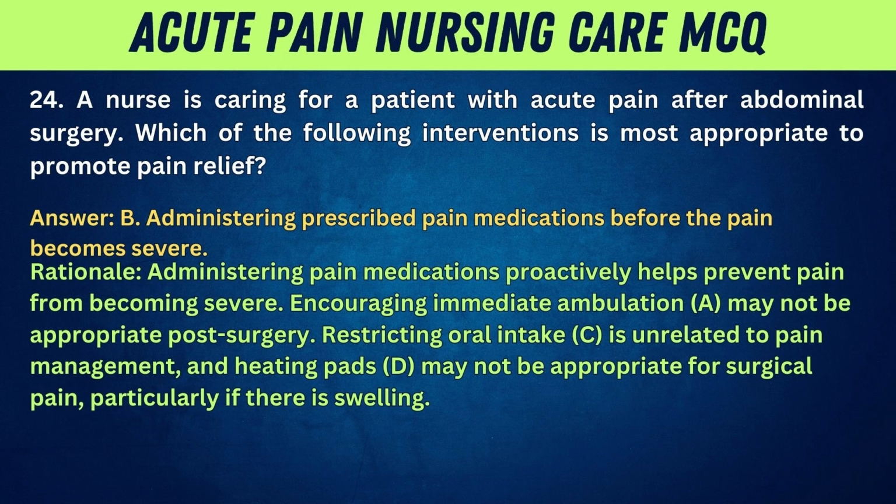Rationale. Administering pain medications proactively helps prevent pain from becoming severe. Encouraging immediate ambulation, A, may not be appropriate post-surgery. Restricting oral intake, C, is unrelated to pain management, and heating pads, D, may not be appropriate for surgical pain, particularly if there is swelling.